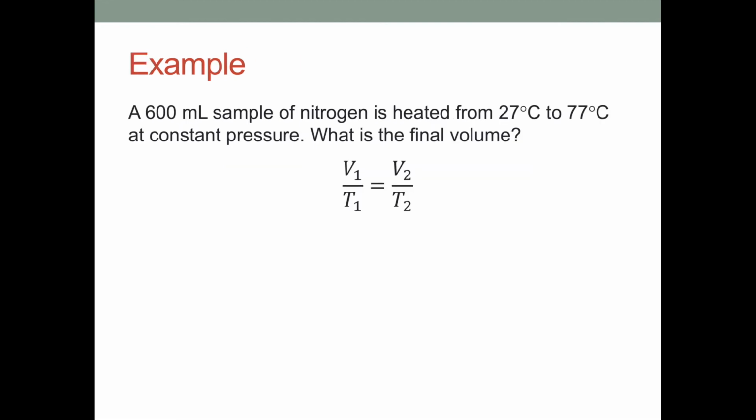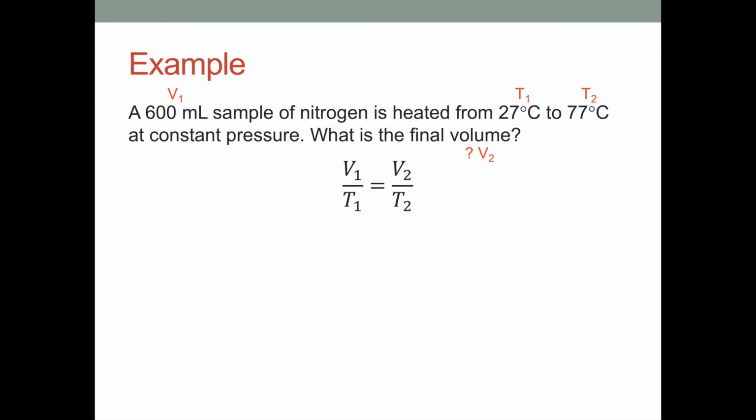So here's an example. I have a 600 milliliter sample of nitrogen, we'll call that V1, heated from 27 degrees Celsius to 77 degrees Celsius. Where I'm starting from is my initial T1, where I'm going to is my second set. And this is at constant pressure. What is the final volume?